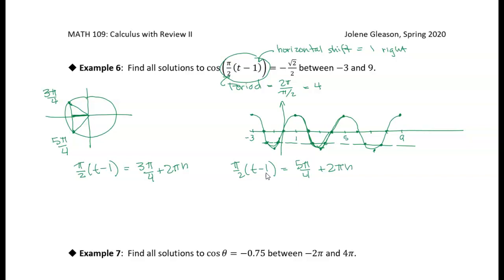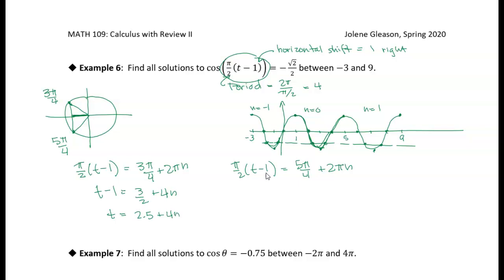We're trying to find all the solutions. We'll try to find all the solutions first, and then we'll plug in values for n. So like this is going to be n equals 0, and this is going to be n equals 1, and this is going to be n equals minus 1. All right, so let's do that. Let's divide both sides by pi over 2. So then I get t minus 1 is equal to 3 halves plus 4n. All those pi's cancel. And we'll have t is equal to 2.5, as a decimal, plus 4n. Okay, I'm just adding 1 to both sides.